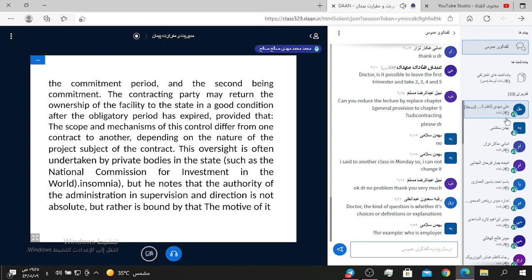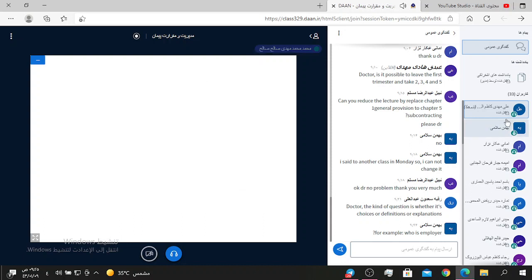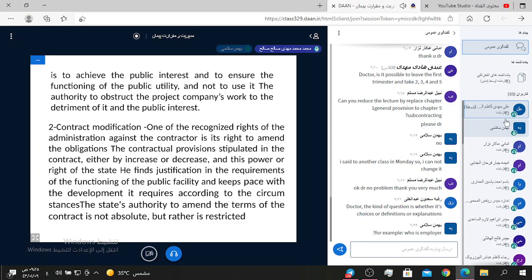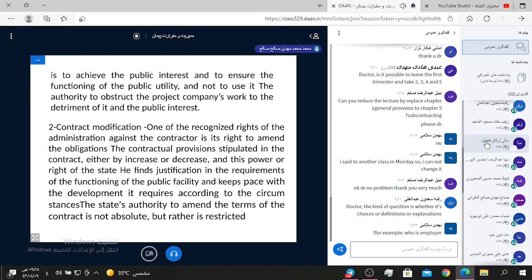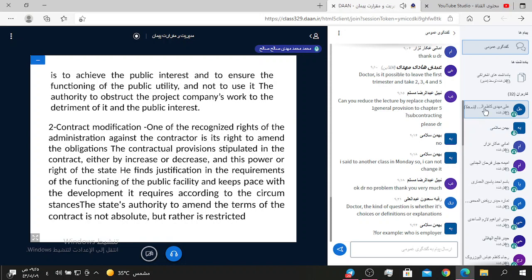But it is noted that the authority of the administration in supervision and direction is not absolute, but rather is bound by its purpose, which is to achieve the public interest and to ensure the functioning of the public authority, and not to obstruct the project company's work contrary to the determined purpose and the public interest.